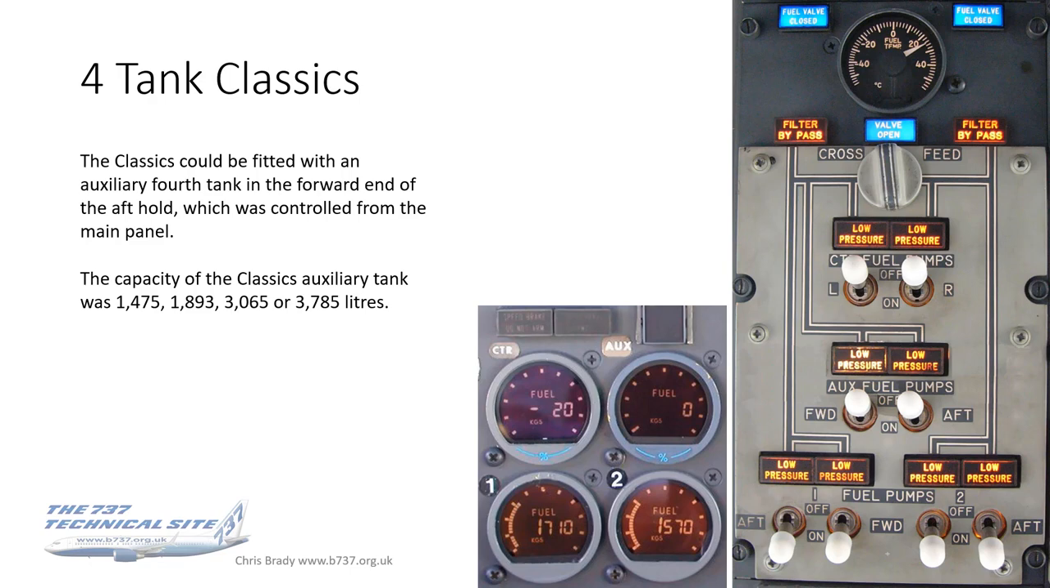The usage of this was controlled from the main panel. There were various capacities available, from 1,475 litres through to 3,785 litres. So you got the extra pair of fuel pumps and the extra fuel gauge.